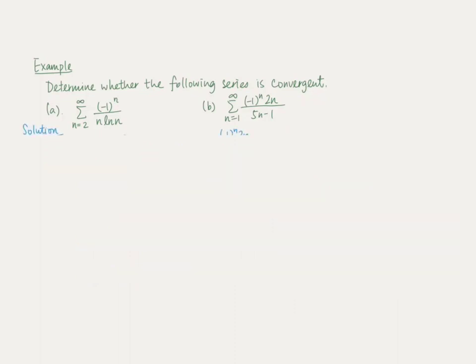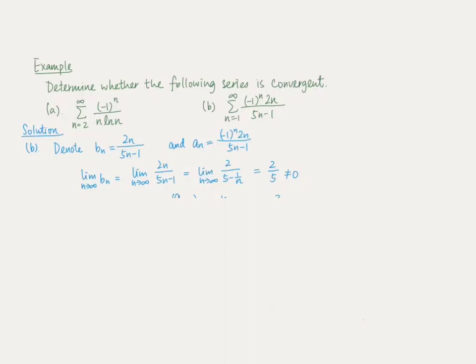Part B, we would like to determine whether this series is convergent. This is an alternating series because the general term in this series is of the form (-1)^n times bn, where bn equals 2n over 5n minus 1, and this bn is always positive. If we consider the limit of bn as n tends to infinity, this time it gives the value 2 over 5, which is not equal to 0.